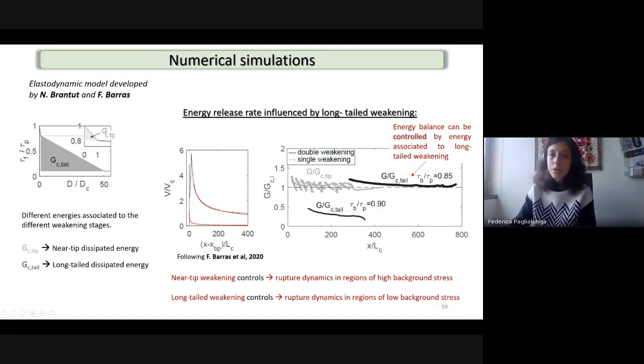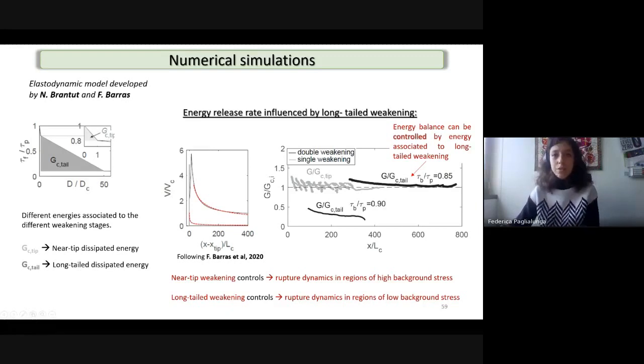For the case of higher background stress, the one at the bottom, you see that the ratio between the energy release rate and the fracture energy associated with the long tail weakening is much lower than one. So that means that the rupture dynamics is not controlled by the long tail weakening. While for the case of lower background stress, you can see that it perfectly tends to one for large enough fault lengths. And this means that the energy balance can be controlled by the energy associated to the long tail weakening.